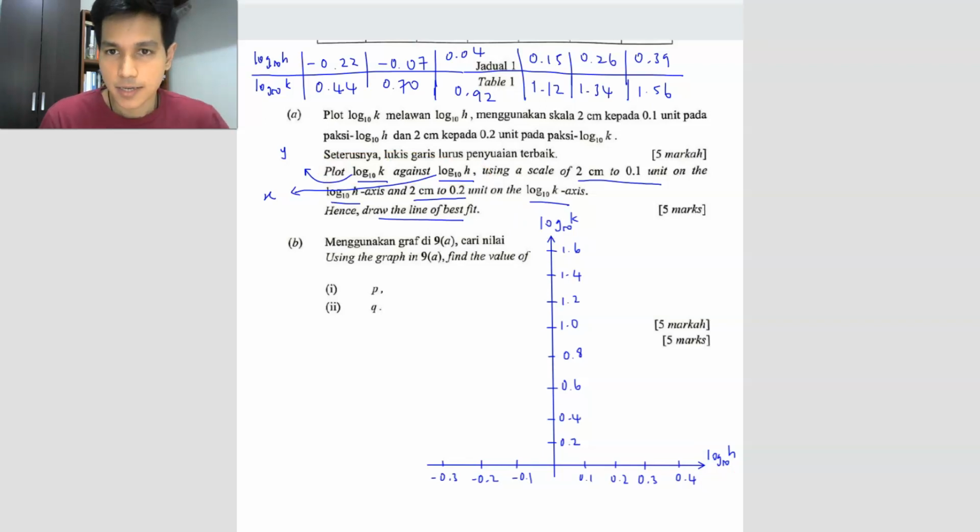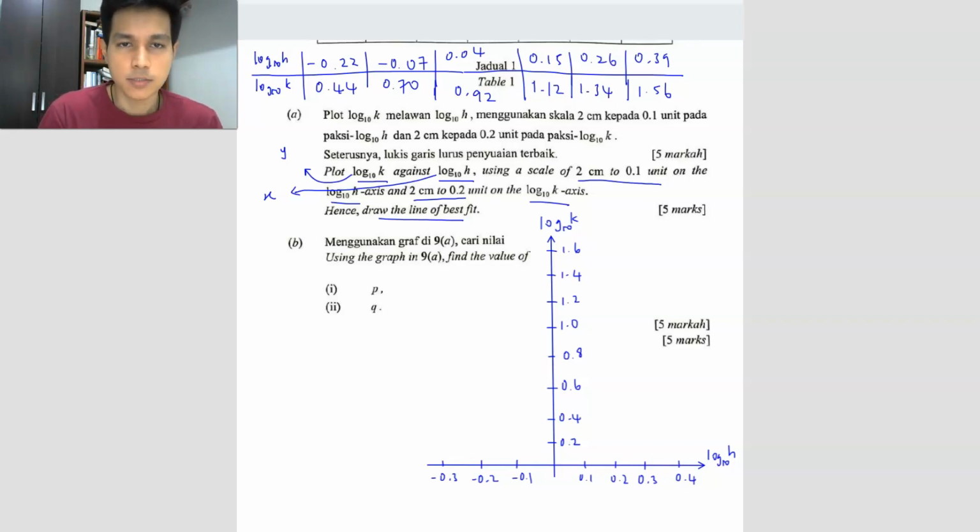Second thing is your scale, 2 cm to 0.1 unit for log h. So here every 2 cm represents 0.1, and then the second one here, 2 cm represents 0.2. So that is for the log k axis. So that means this part, 0.2 for every 2 cm. Once you have done the scale on your graph, then you can plot.